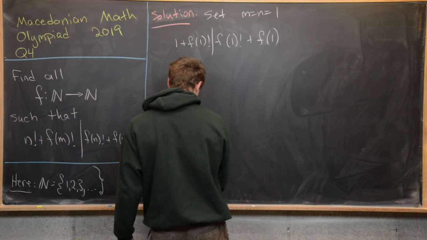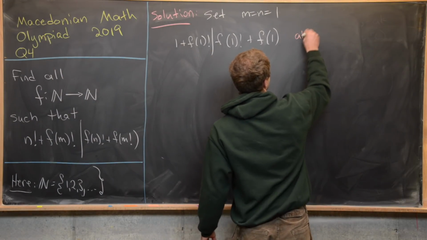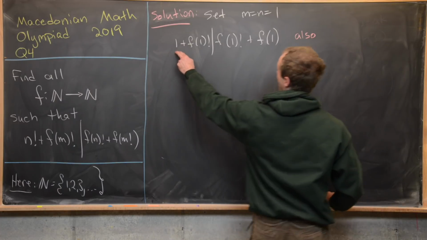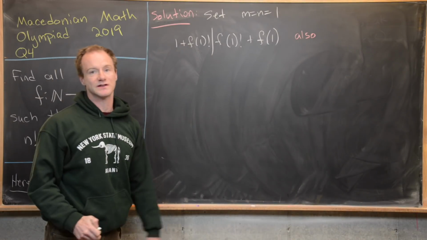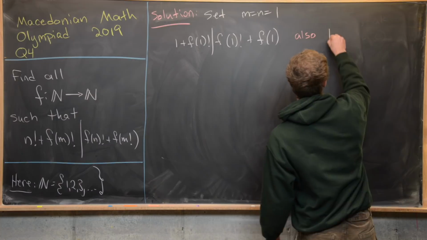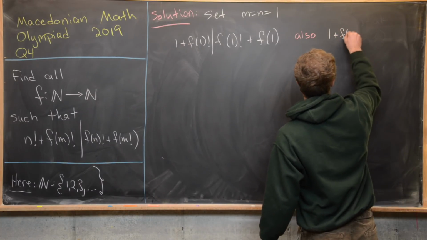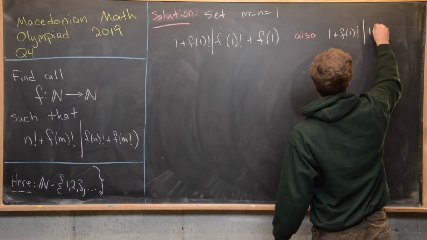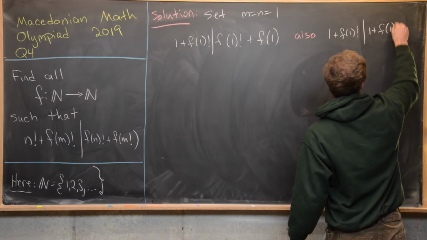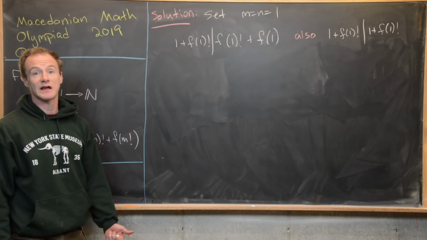So notice our defining condition now becomes 1 factorial, which is 1, plus f of 1 factorial divides f of 1 factorial plus f of 1 factorial, but 1 factorial is 1. So that is our defining condition with m and n equals 1. But then also, we know the following fact, and that is 1 plus f of 1 factorial divides itself. So let's go ahead and write that down. 1 plus f of 1 factorial divides 1 plus f of 1 factorial. So now let's see what we've got.